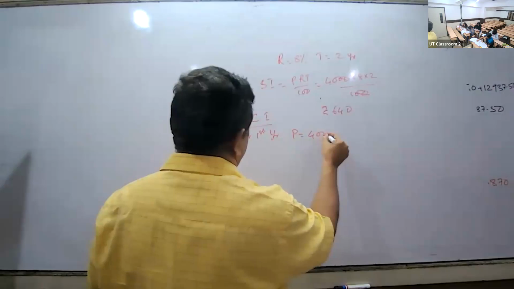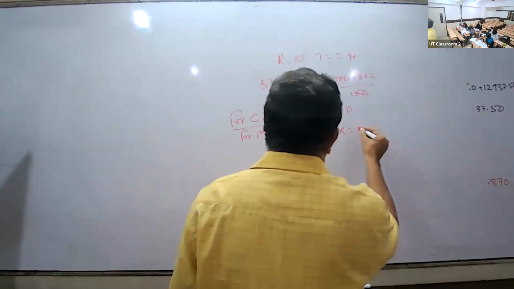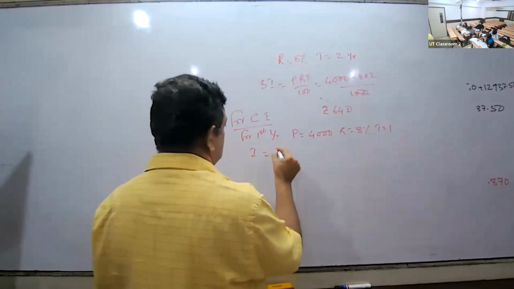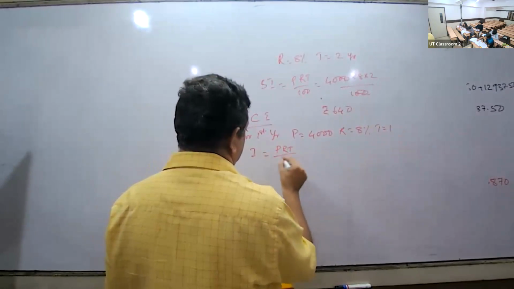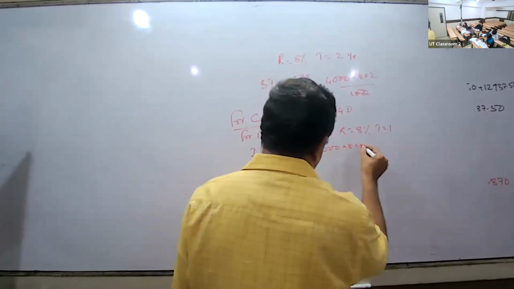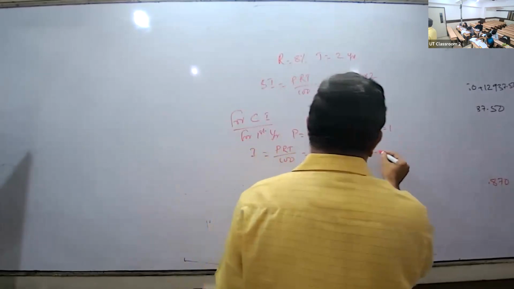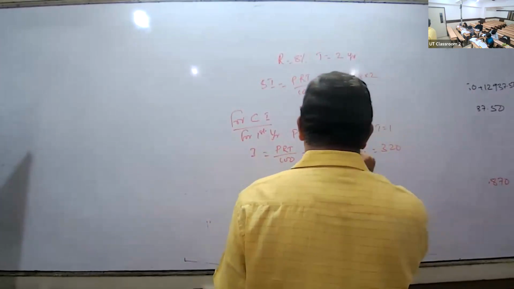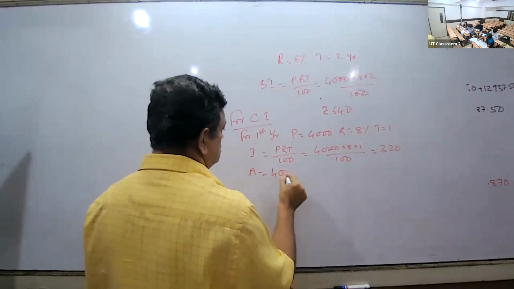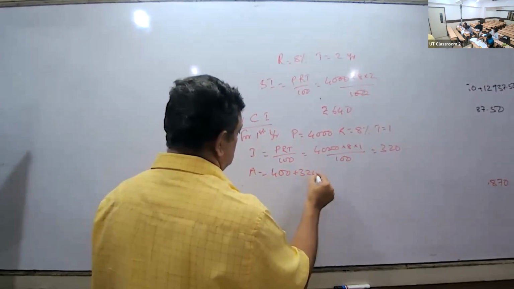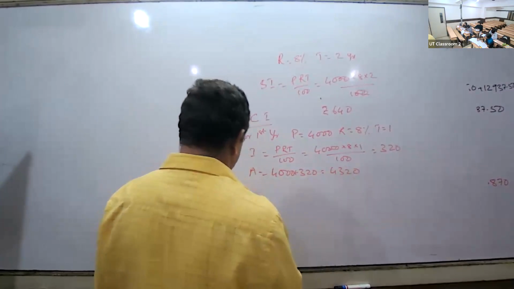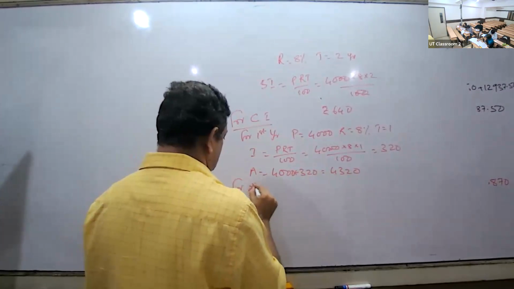P is 4,000, R is 8%, T is 1. SI is equal to PRT upon 100. 4,000 into 8 into 1 upon 100, which is 320. Therefore, A is equal to 4,000 plus 320, which is 4,320 for the second year.